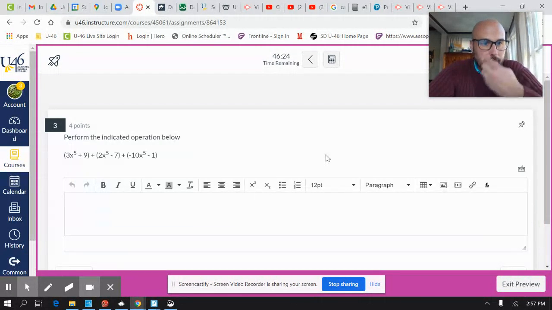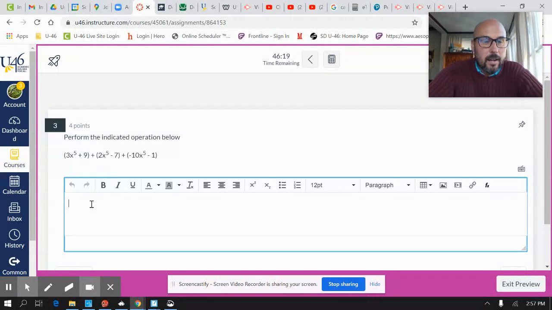Next, number 3, perform the indicated operation, addition. So again, we combine like terms. I've got 3x to the 5th plus 2 more x to the 5th, so that's 5x to the 5th, minus 10x to the 5th. So 5x to the 5th minus 10x to the 5th brings a grand total of negative 5x to the 5th. And then I've got 9 plus negative 7, so that's 2, plus negative 1. 2 plus negative 1 is positive 1. So this is my final answer there.